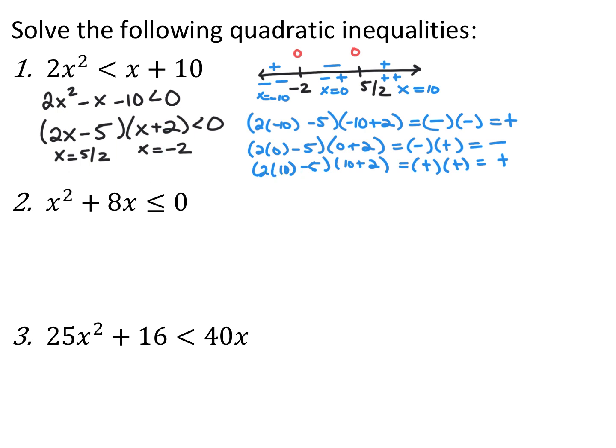2 times 10 minus 5 is going to be a positive number. 10 plus 2 is going to be a positive number. So a positive times a positive is going to be a positive. So any x value greater than 5 halves is going to have a positive y coordinate.